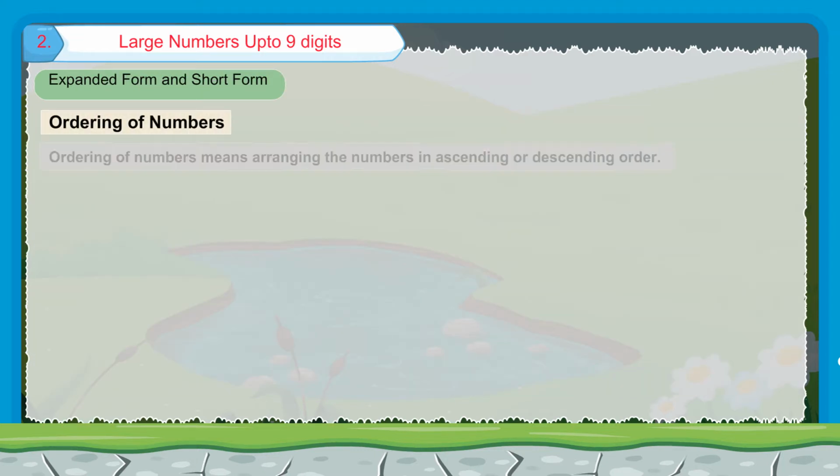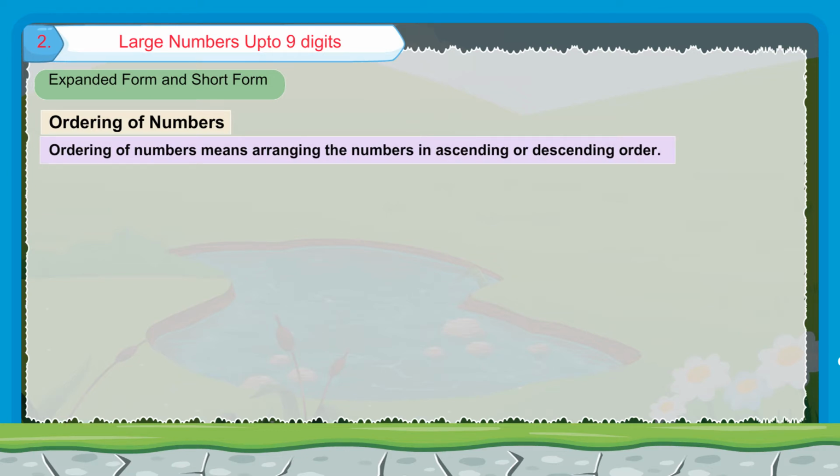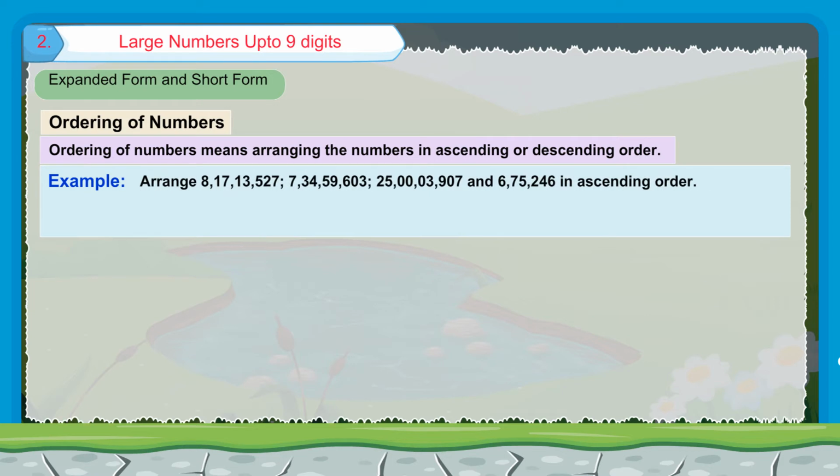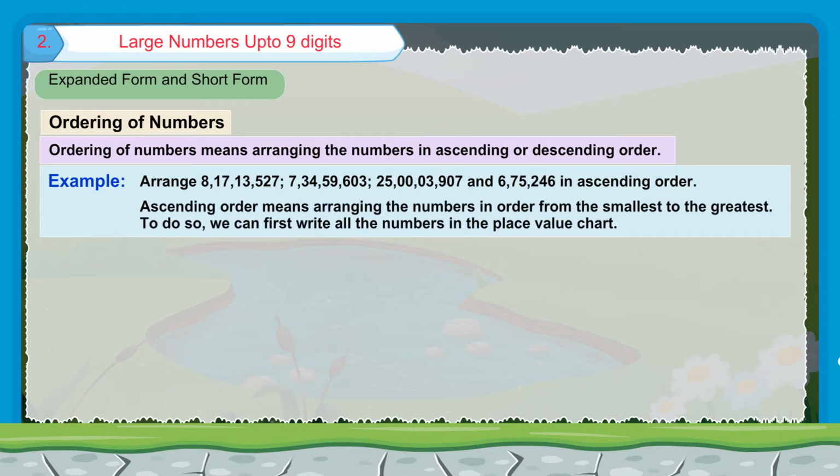Ordering of numbers. Ordering of numbers means arranging the numbers in ascending or descending order. Example, arrange 8 crore 17 lakh 13,527, 7 crore 34 lakh 59,603, 25 crore 3,907 and 6,75,246 in ascending order. Ascending order means arranging the numbers in order from the smallest to the greatest. To do so, we can first write all the numbers in the place value chart.